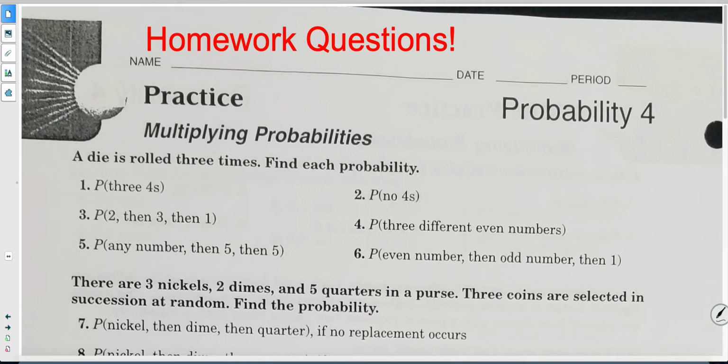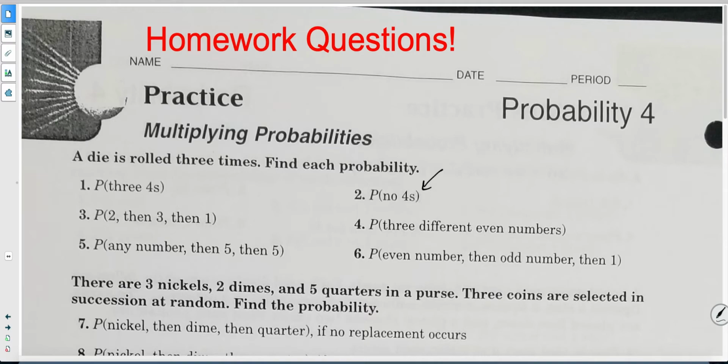So we had to do evens on these as well. All right, so a die is rolled 3 times. Find each probability. So we're starting with number 2 here, the probability of getting no 4s. So that means we need the probability of getting things that are not a 4.